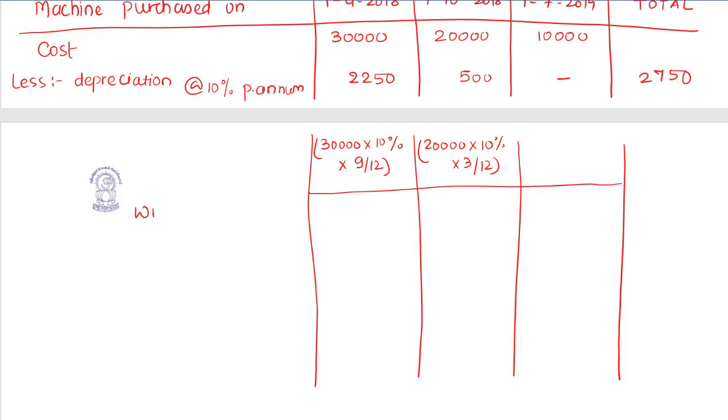Write written down value, WDV. 30,000 minus 2250, 27,750. 20,000 minus 500, 19,500, and 10,000 nothing. So written down value is 10,000 over here. I believe it is clear.